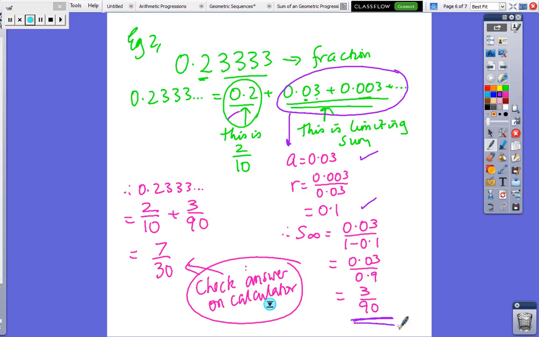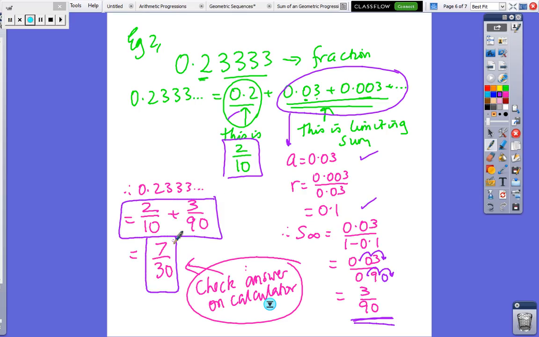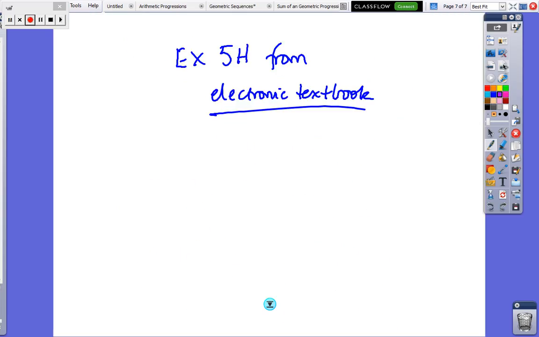So the limiting sum of that second part is 3 over 90. We move that two places and then fill it with a nine. And 0.2 is just 2 over 10. So on your calculator, 2 over 10 plus 3 over 90 equals 7 over 30. And if you check that on your calculator, you will get that number back again. Okay? And I think that's our last thing. So on exercise 5H, there'll be practice questions, maybe not with recurring decimals, but applications of limiting sums. Okay, thanks.